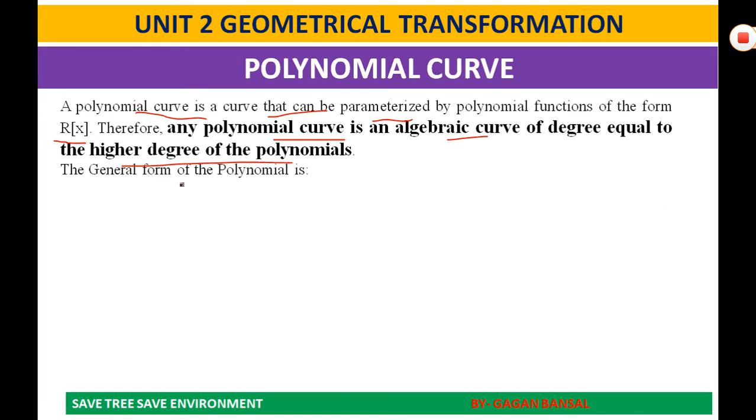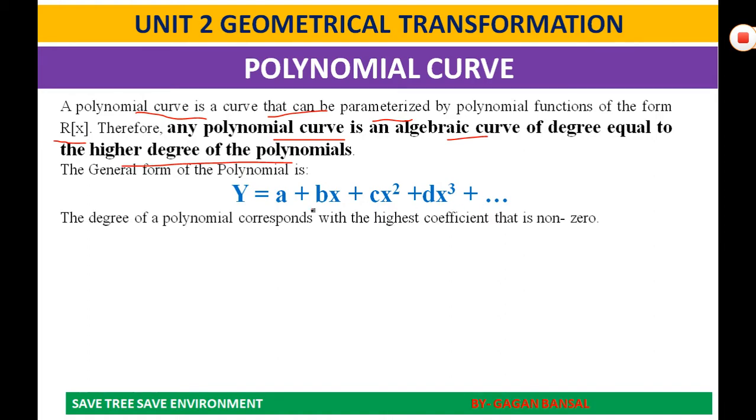What does it mean? We have the general form of the polynomial equation as, say, y equals a plus bx plus cx square plus dx cube plus and so on. So the degree of the polynomial corresponds with the highest coefficient that is non-zero. What does it mean? Here a, b, c and d are the coefficients of this polynomial equation. So how to determine the degree of the polynomial? It is the highest coefficient that is non-zero.